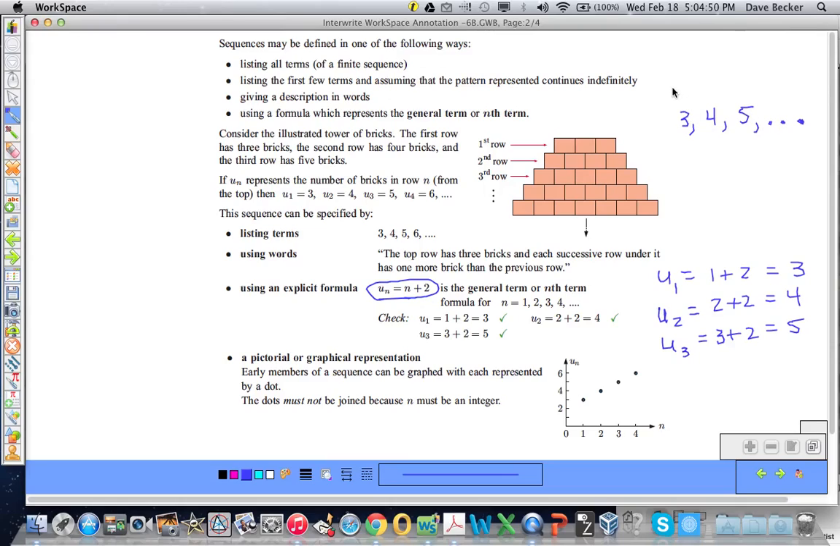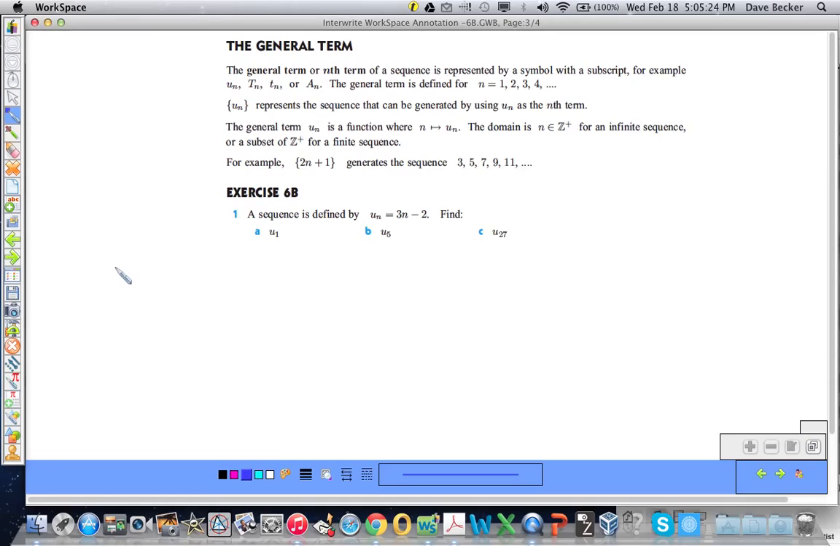Now we call this the first term. This is the second term, and this is the third term. But you know us mathematicians, we don't like to write out any kind of words if we don't have to. So we label terms like this. U sub 1 is equal to 3, the first term. U sub 2 is equal to 4, the second term. And U sub 3 is equal to 5, the third term, and so on and so on and so on. Okay, it's very important to understand that.